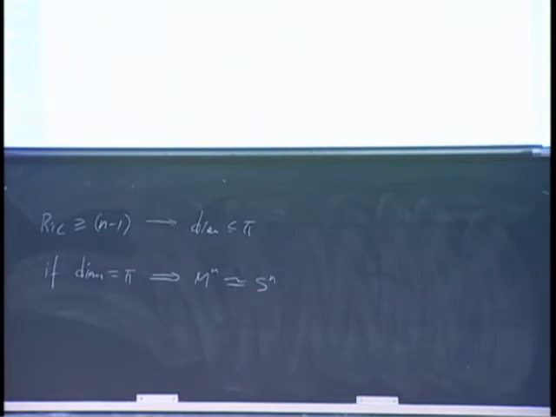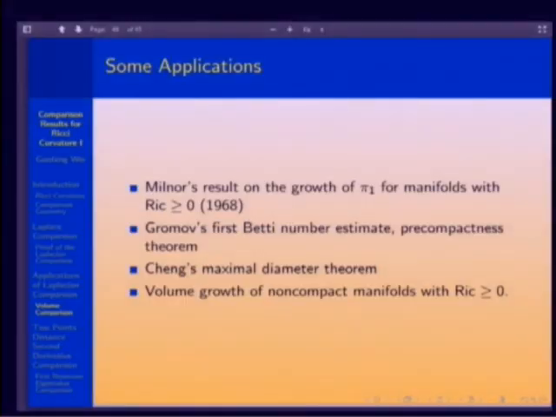This also shows the relative volume result. We can also show that for any non-compact manifold, if the Ricci curvature is greater or equal to 0, then the volume has to grow at least linearly. All of this is a direct consequence of volume comparison, and Gromov's convergence theorem is the starting point, with Cheeger and Colding having many theorems after this. Any questions about these applications so far?